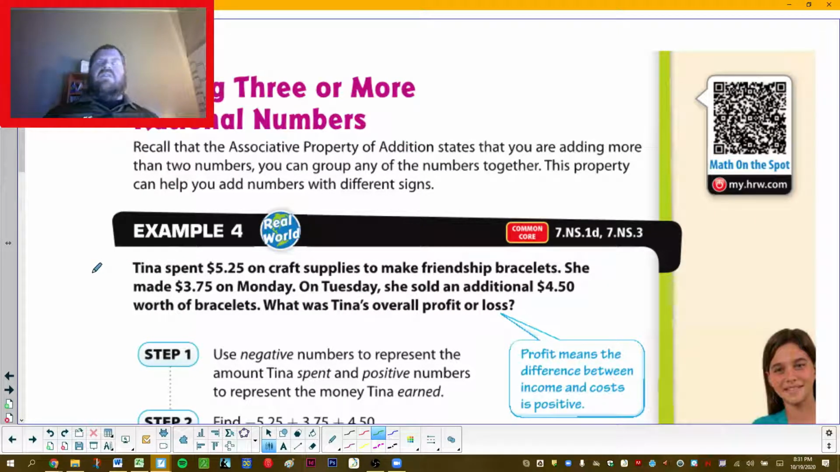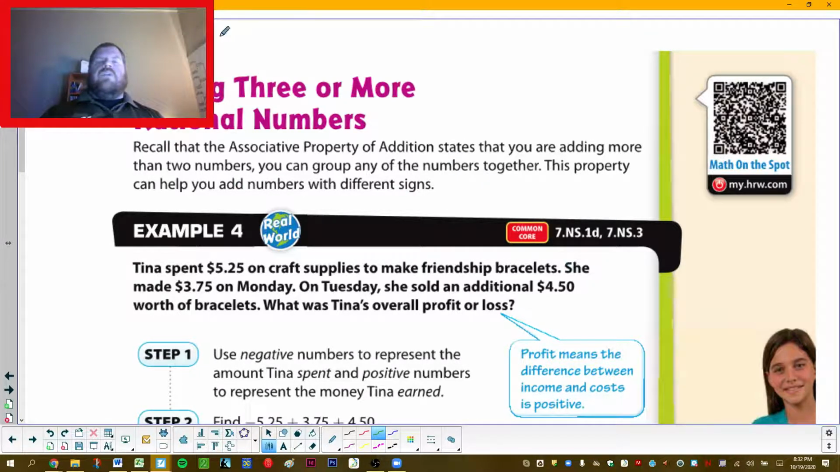So this is sort of taking it into section 1.3 or 1.4, where we started getting more and more numbers involved. The only thing here is that we are dealing with rational numbers instead of integers. It does say, recall that the associative property of addition states that when you're adding more than 2 numbers, you can group any 2 of the numbers together.